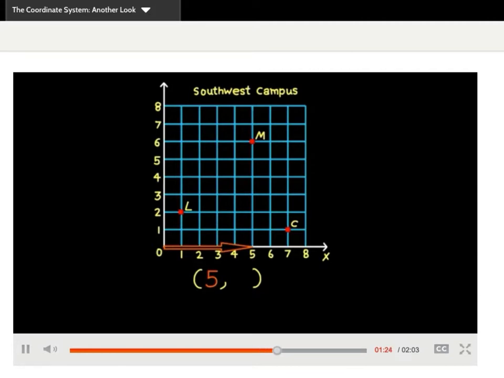Now let's find the y-coordinate so we can complete our ordered pair. See the green arrow? How many spaces or units did you count? Yes, that's right. It's 6. Now let's insert that number into our ordered pair. See, the y-coordinate, or the 6, goes here. So the math building is located at 5, 6. And remember, the ordered pair always uses parentheses.